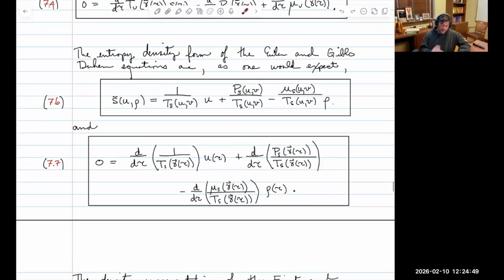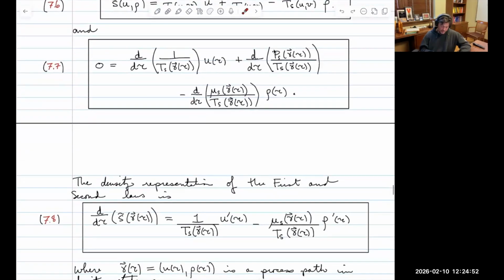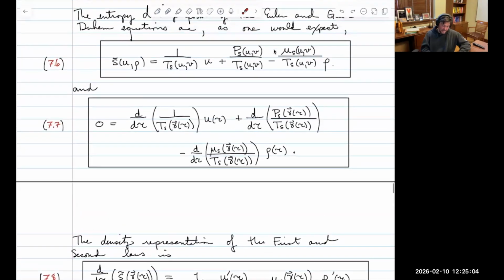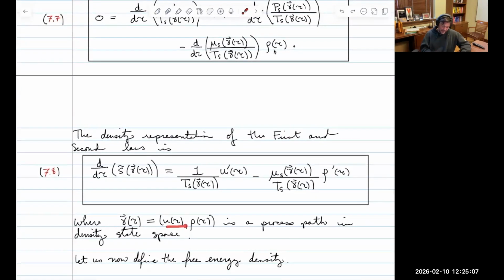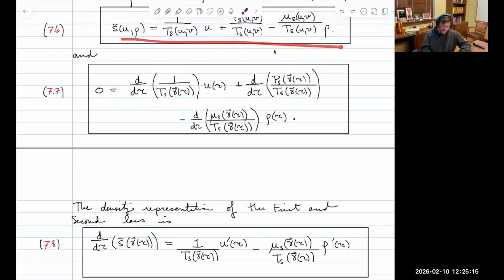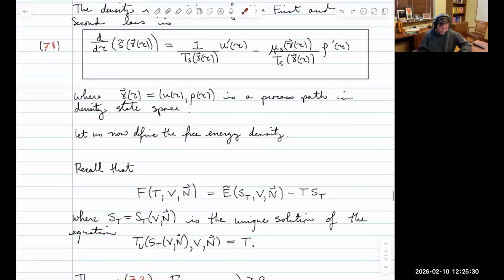Then you need the first and second law expressed in a kind of path form. You differentiate, you take a path in density space. Now, this path in density space is going to involve the energy density and the number density of particles. Okay, that's the path that you need to take there. Now I differentiate this. I get that result. I subtract this result from it, and that gives me an expression for the Gibbs-Duhem equation in density form. Okay, so I'm going to leave this as an exercise for you to do.